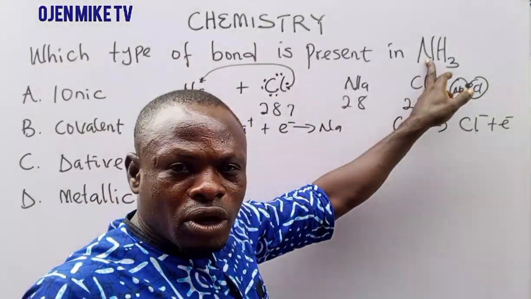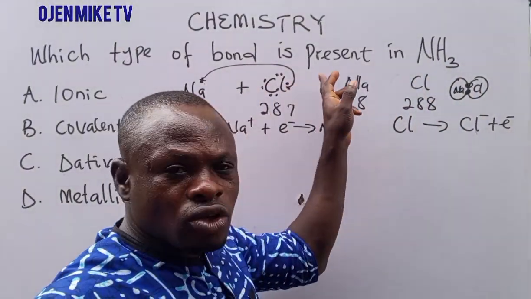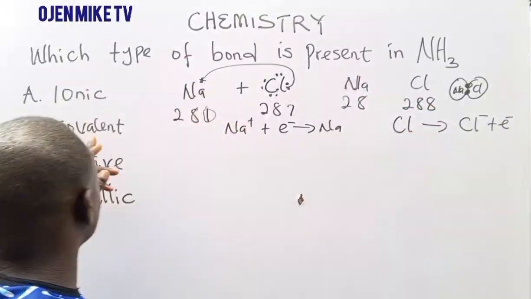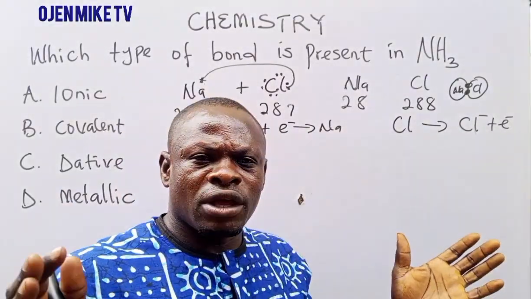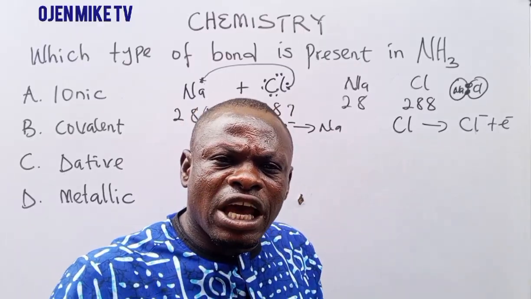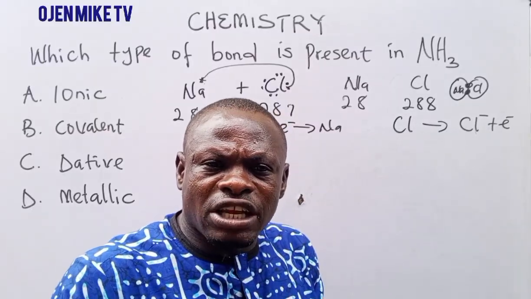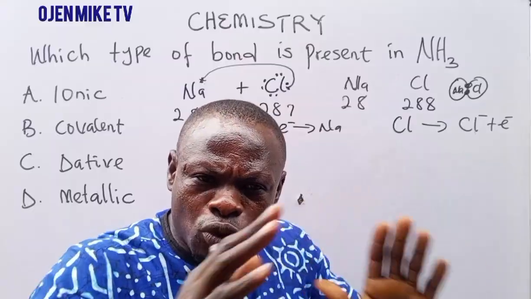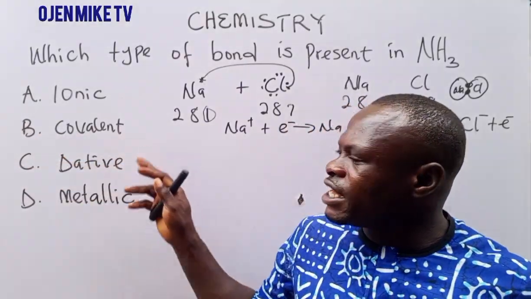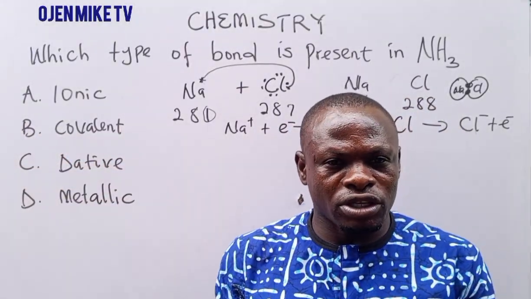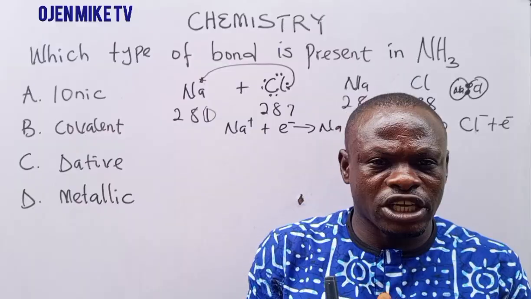This one involves metal and non-metal. Now, in the case of covalent, it is a type of bonding where atoms share electrons equally. It's a type of chemical bonding that involves the shared pair of electrons equally. Do you get that? They share equal electrons.